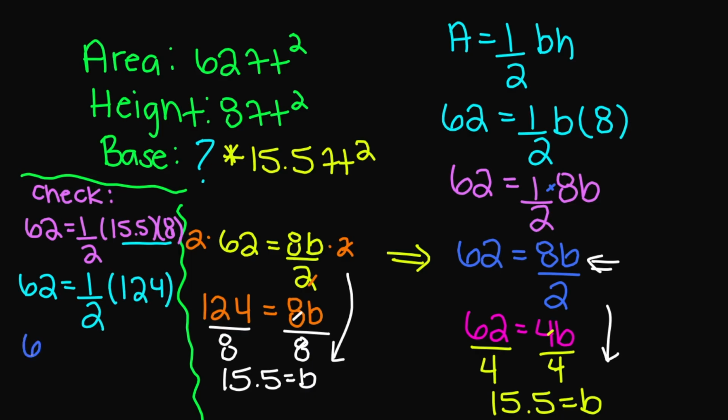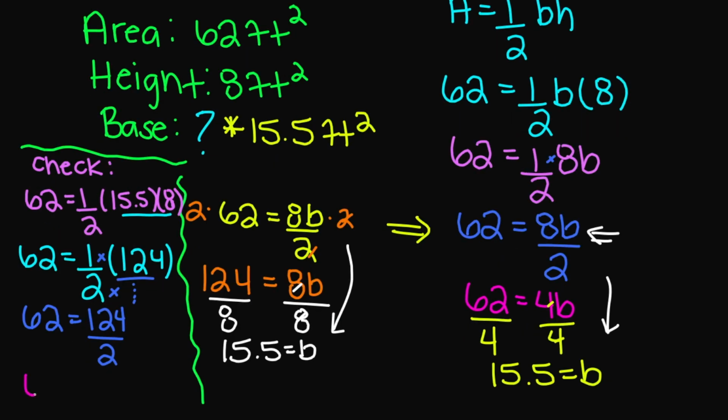And then we have 62, and your numerator, 124 times 1. This is going to be 124, and then your denominator, you have 2 times your imaginary 1. This is going to be 2. 62 equals 124 divided by 2. This is also going to give you 62. And as you can see, these equal each other. 62 equals 62. So we know that our base of 15.5 is correct.